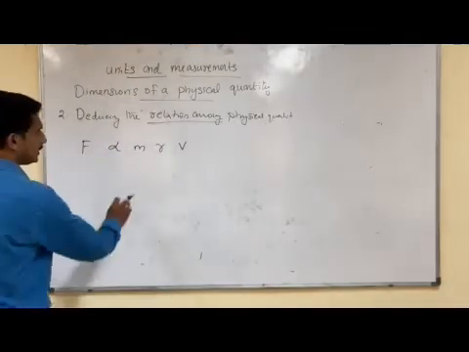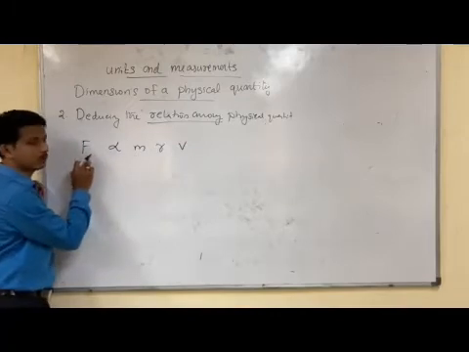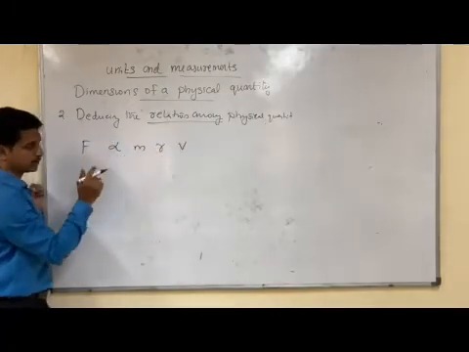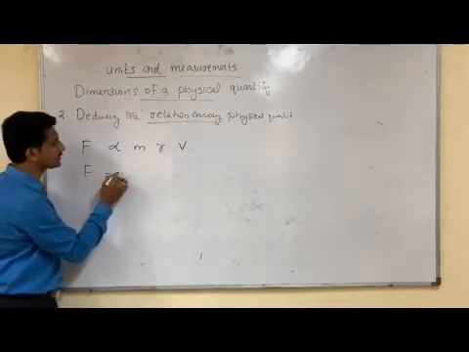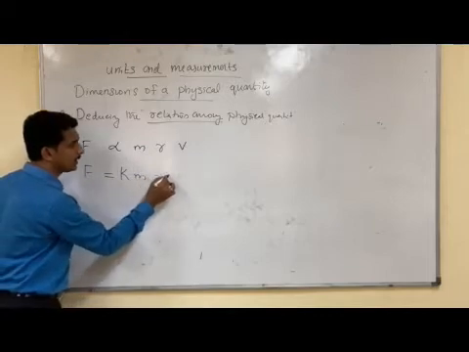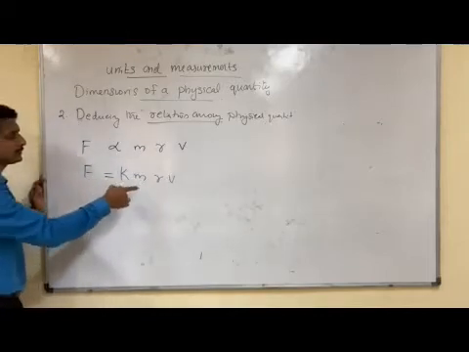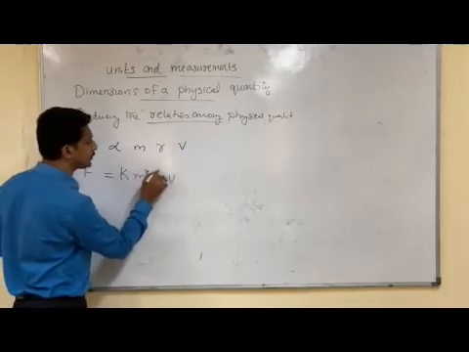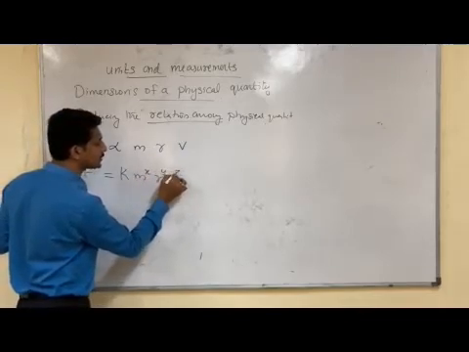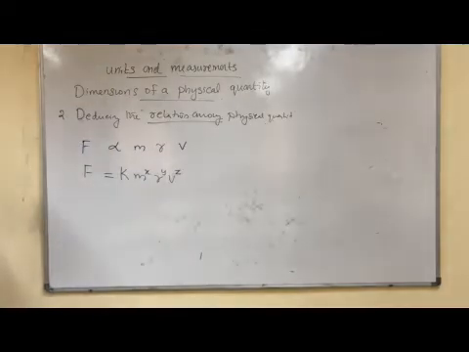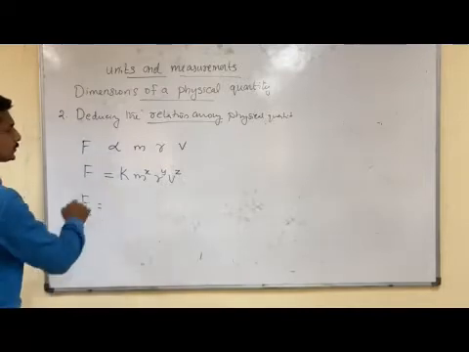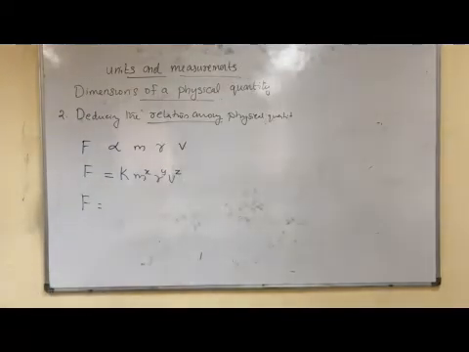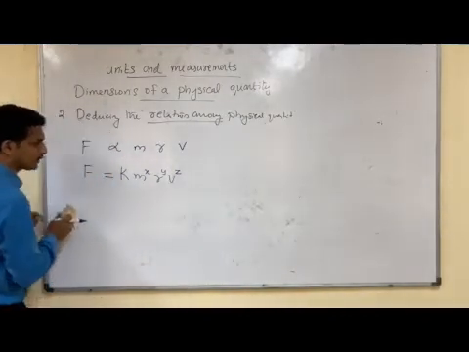So initially we have to write this data like this: force is directly proportional to m, r, velocity. Then we replace the proportionality sign by a constant: F is equal to k m r v, and we are also expressing it in terms of powers. So we can express this as m raised to x, r raised to y, and v raised to z. So F is equal to k into m raised to x, r raised to y, and v raised to z.